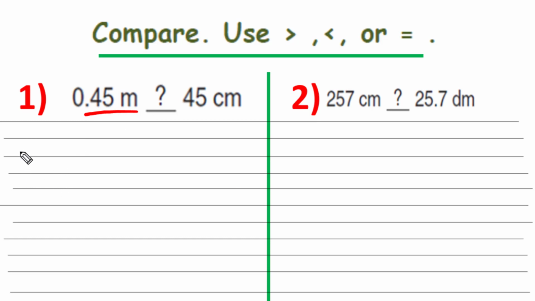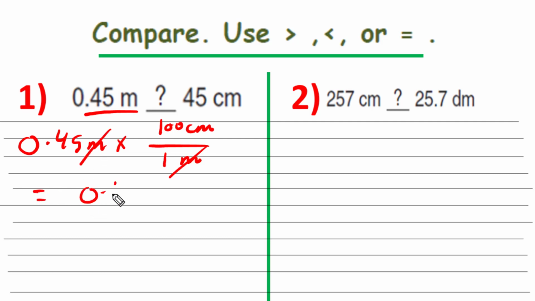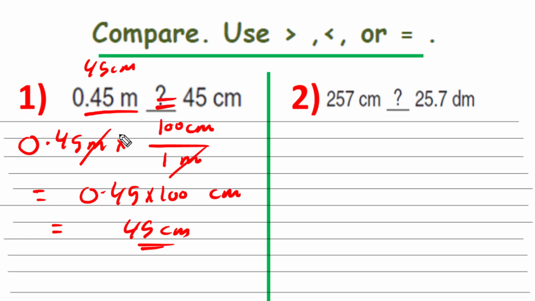We will use the conversion factor as we studied before. 0.45 meter times, we write meter down and centimeter up. 1 meter equals 100 centimeter. Now cancel meter. Now we get 0.45 times 100. It will be in centimeter. Just move the decimal point to the right 2 digits. We get 45 centimeter. Now we can write 45 centimeter. It will be the same. Now we write equals.